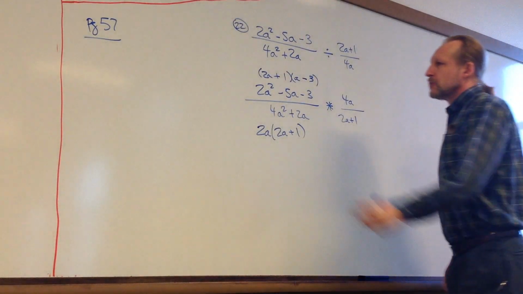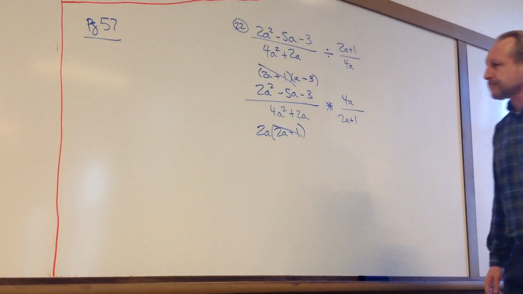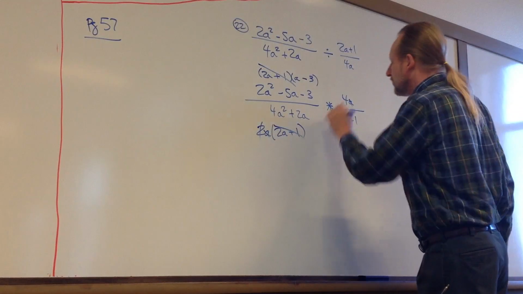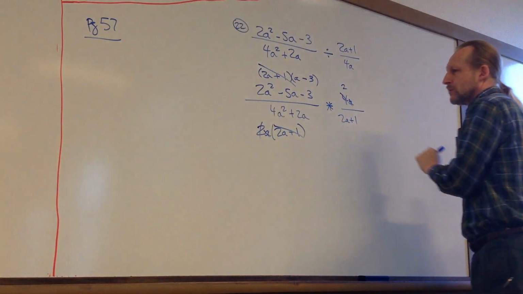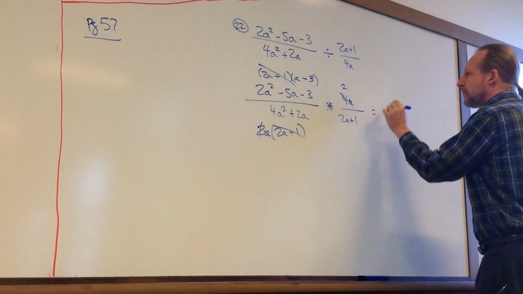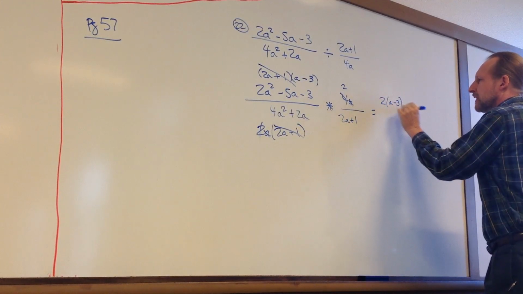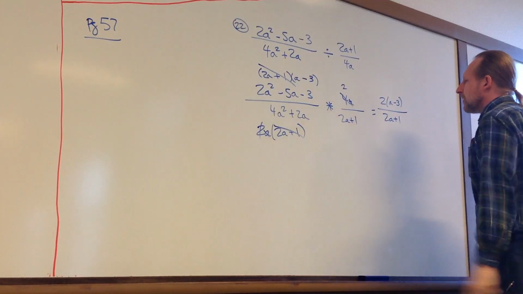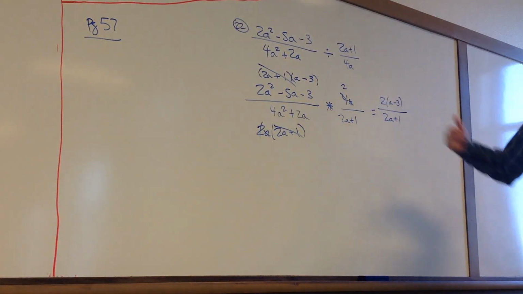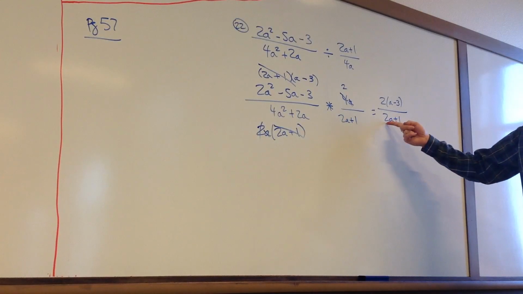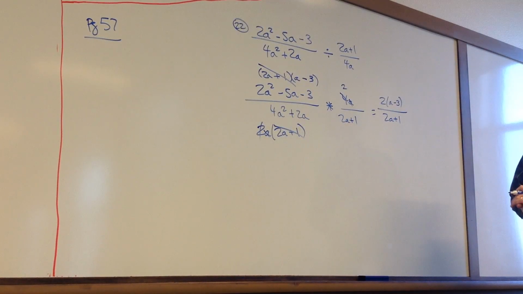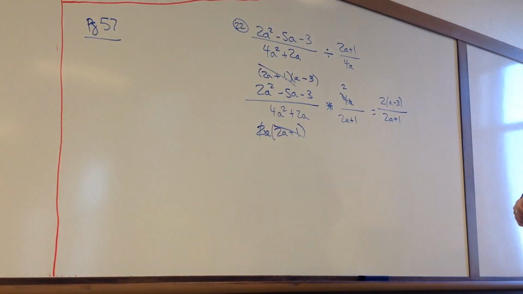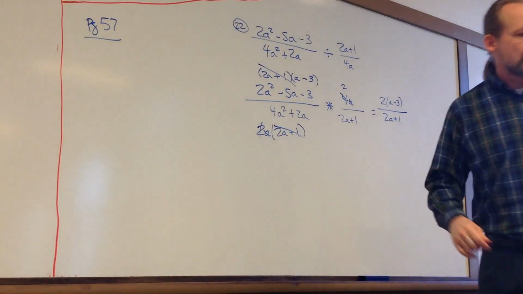So let's see here. So these two cancel. These a's cancel each other, and then 2 goes into 4 twice. And I think that's it. So on top, we're left with 2 times a minus 3, and then on the bottom, 2a plus 1. And again, can't cancel those 2's because this 2 is not a factor of the bottom. Okay, the only thing that would cancel this down here is another 2a plus 1. Okay. So that's problem 22.